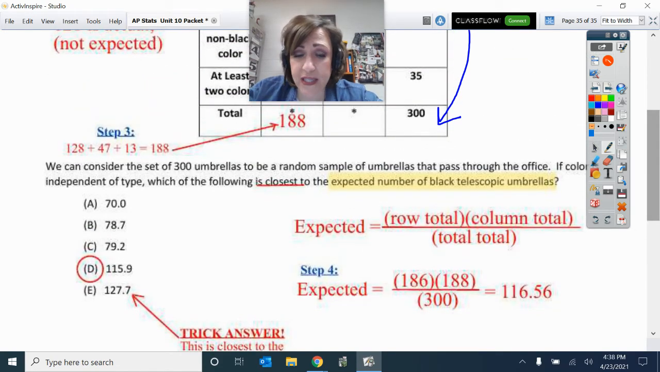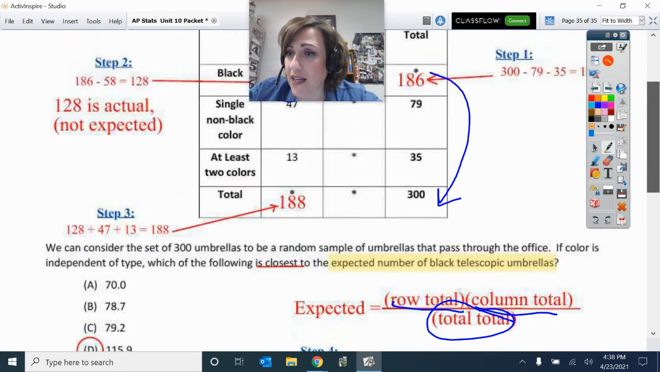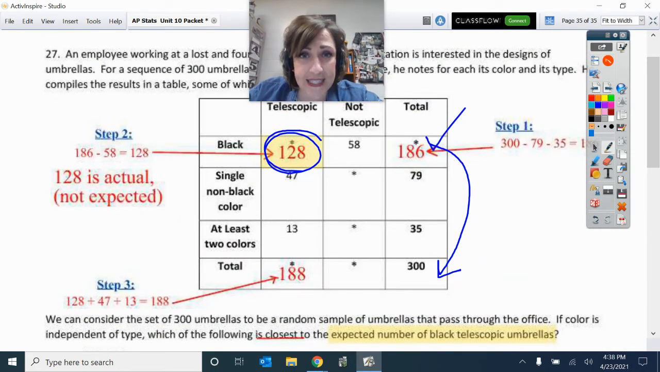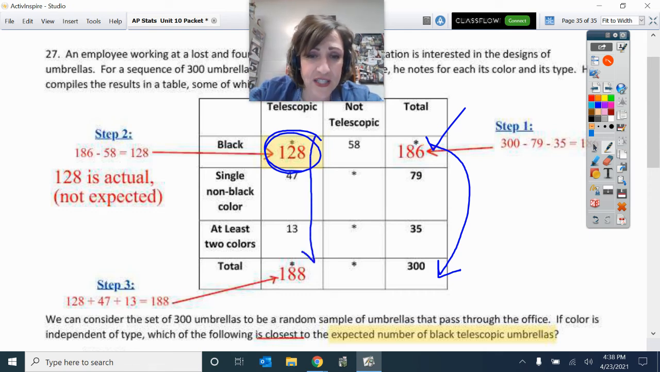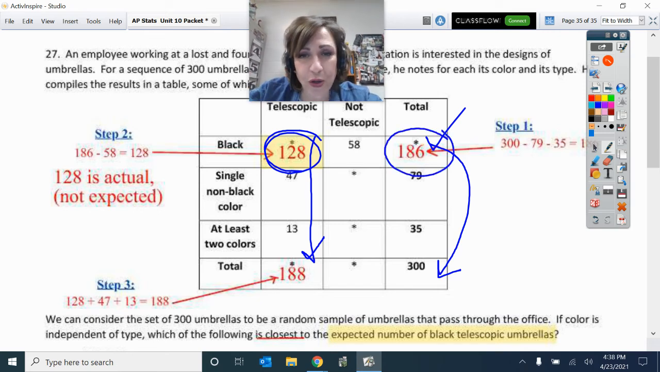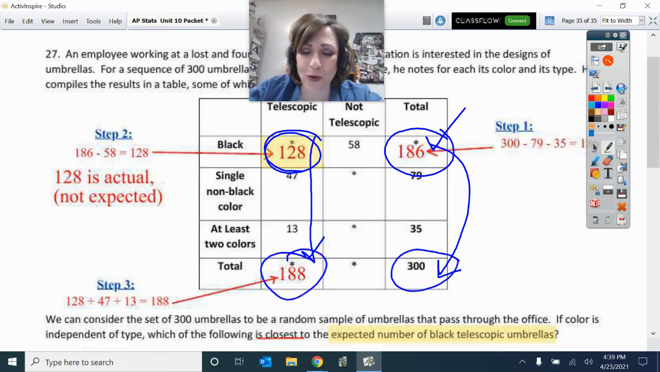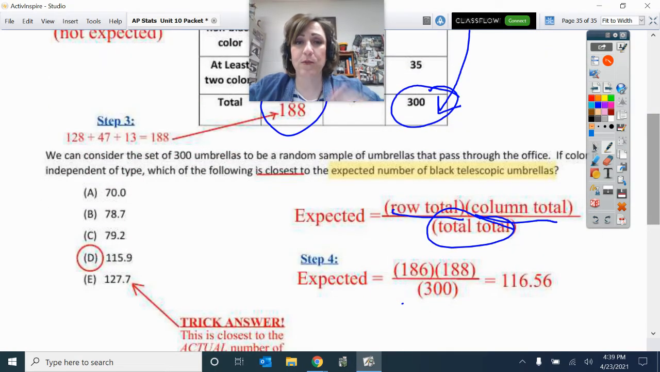Now, remember with our matrix, the expected is the row total times the column total divided by the total total. Well, look here. We had just gotten that row total, 186. So now get that column total. Now that I put this 128 in here, I got this column total of 188. So I now have row total times column total divided by the total total. And that is how you actually get 116.56. So it's closest to D. That is the answer.